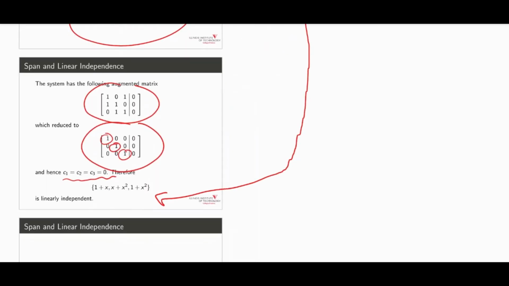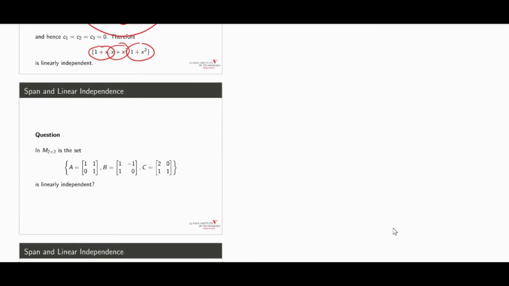So by definition, you do not have a choice. These are 3 linearly independent vectors. They have no relationship among them. So 1 plus x, x plus x squared, and 1 plus x squared are not related. That's how you do it. Exactly the same as before, nothing really different.